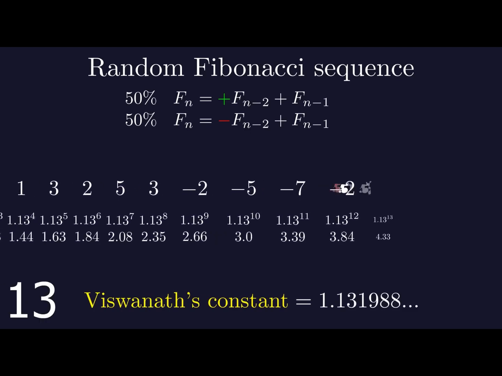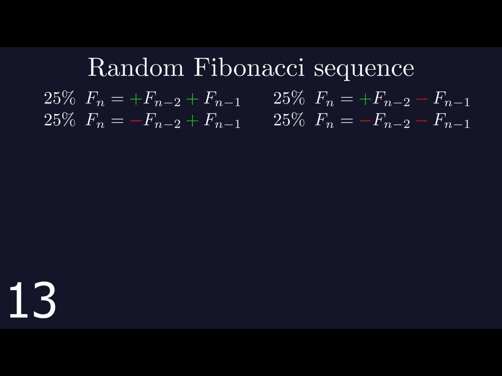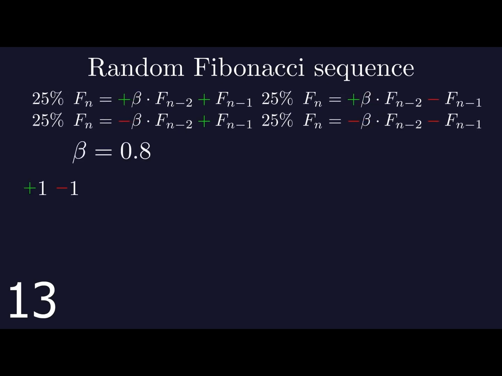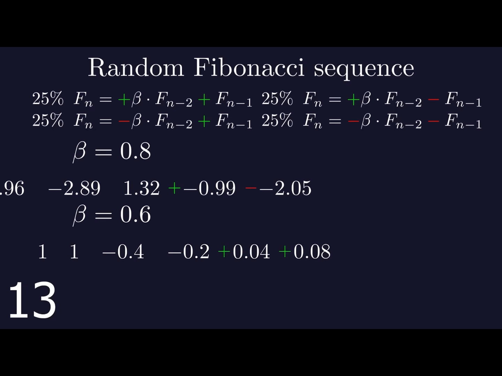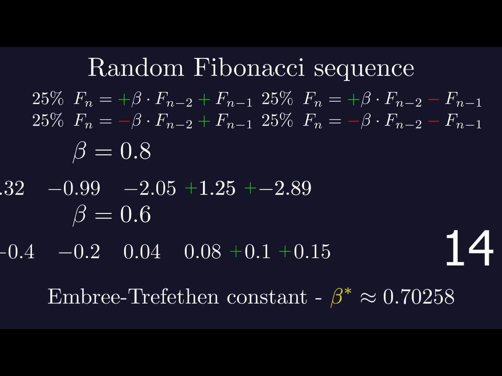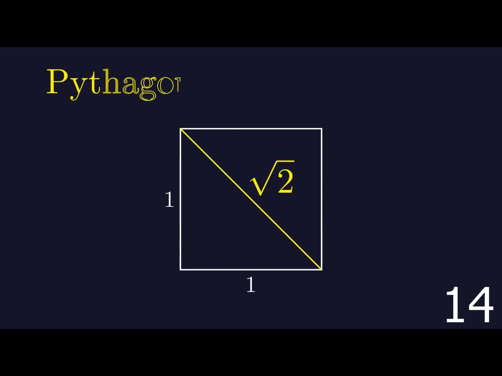If we make the sign of both terms random, the sequence will grow without bound unless we multiply the first term by a factor called beta. If beta is greater than around 0.7, the sequence grows without bound, but if it's smaller, it decays to 0. This exact value is known as the Embree-Trefethen constant. The diagonal of a square with side length of 1 has a length of the square root of 2, also known as the Pythagoras constant.